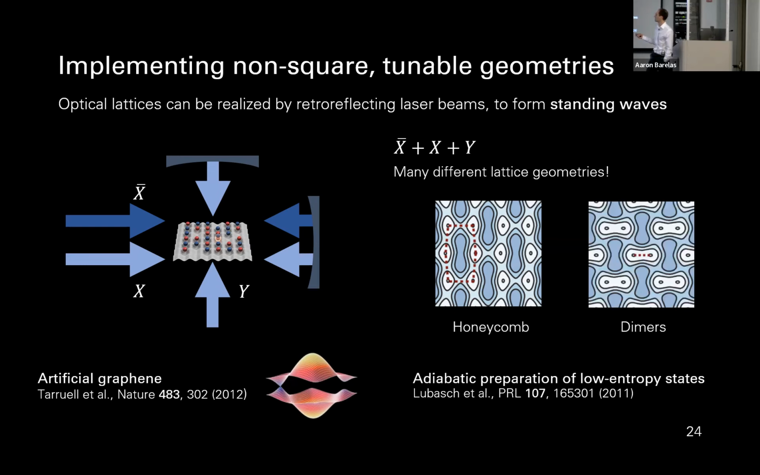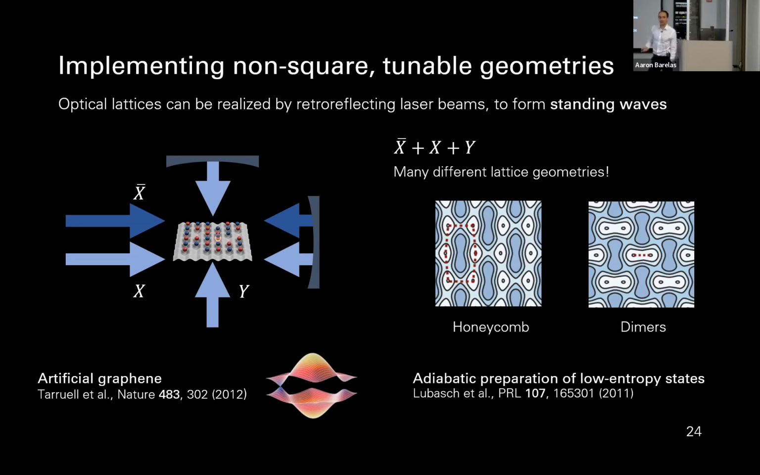But you could also imagine not only creating static band structures, but also tunably going from one band structure to another, for example going from dimer configurations to square configurations, which could be useful down the line for performing the adiabatic preparation of very low entropy states. So it has relevance both for quantum materials and for cooling down the line.